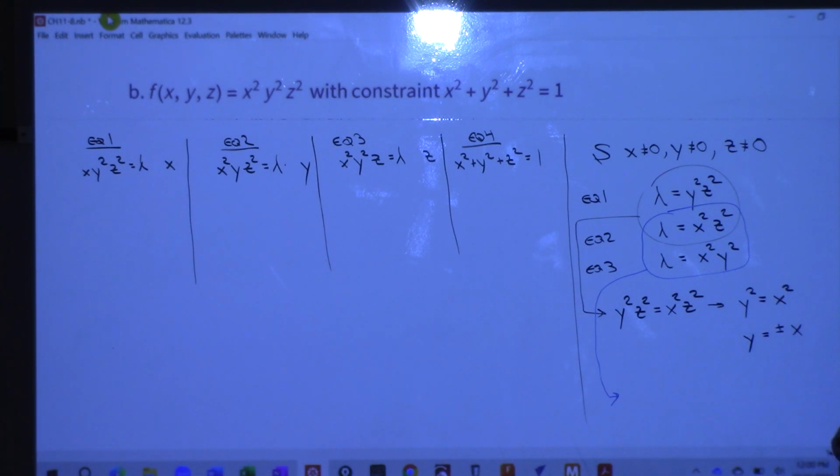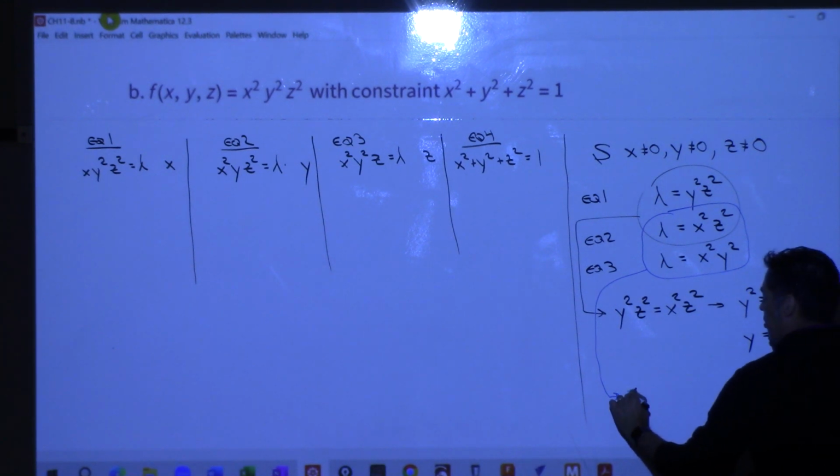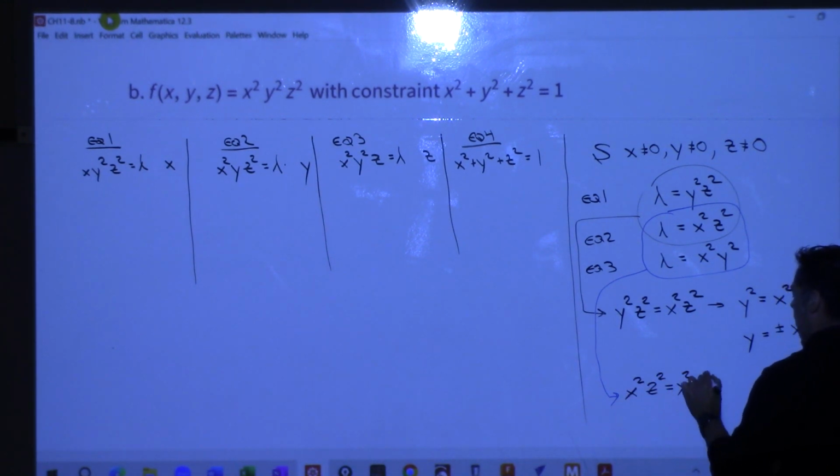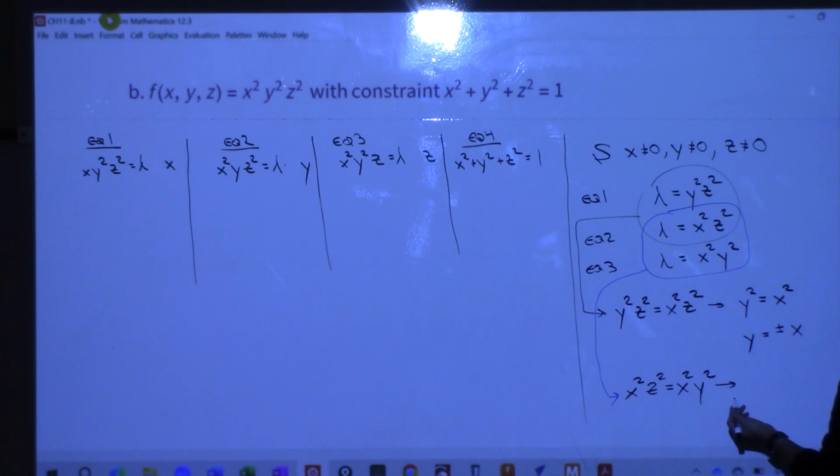What would that tell me? X squared, z squared equals x squared, y squared, right? Same idea. Kill off the x's. Z squared equals y squared, which means, let's solve this one for y as well. What do I want to solve for? Let's just solve for y, and then we'll see how this is going to work. Plus or minus z? Okay.